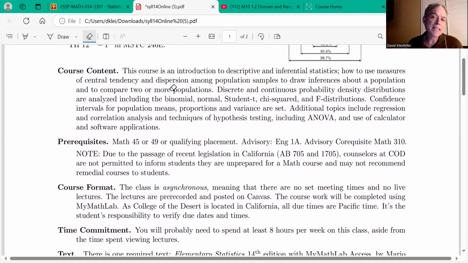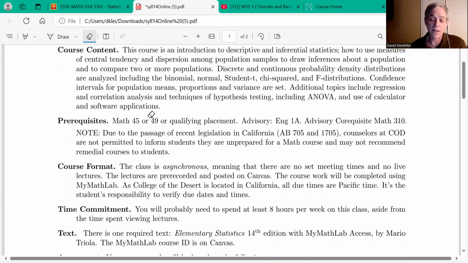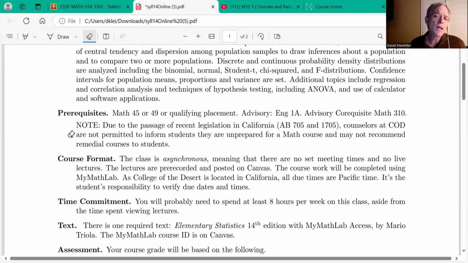Usually people take this class either just to satisfy a transfer requirement. Okay, I need to take a transferable math course. Or it's a class that is required for their major. Often business students take the course, people in allied health fields will take the course, and others. Sometimes math majors or science majors will take the course. If you have a question over whether this class is right for you, let me know and we can talk about it. We'll figure it out.